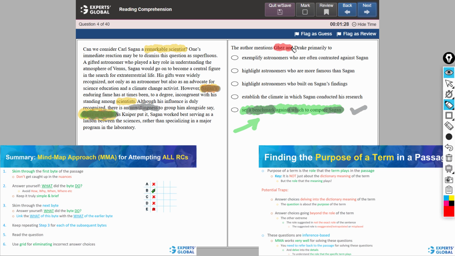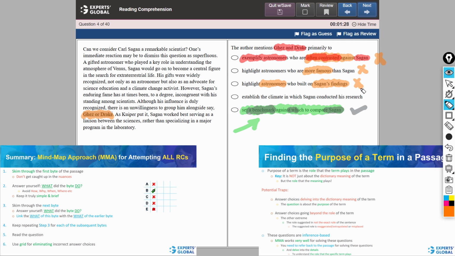It is not that these scientists are examples of astronomers who are often contrasted against this scientist. The term often contrasted against is a deal breaker here. Choice B is interesting. It's not about the fame, rather, it is about the nature of work. Fame is not a problem for our scientist here. There is no discussion about these individuals using our scientists' findings. This is probably the worst of the 5 answer choices.